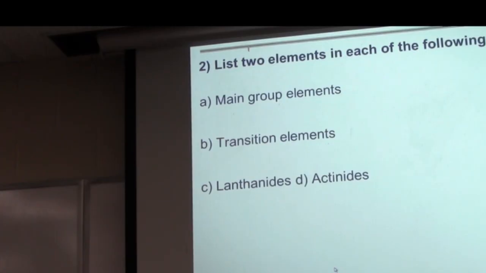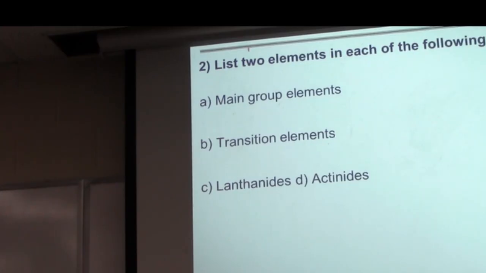List 2 elements of each of the following. Main group element. What is main group? What did I say? Those that belong to the A groups, right? Except they have group 0. Anything 1A, 2A, 3A, 4A, 5A, 6A, 7A. Chlorine is a main group element. Sodium is a main group element. All right? Okay.